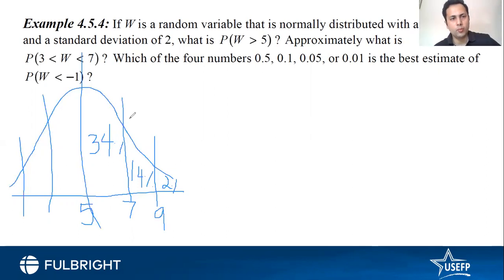On the left-hand side it is also the same, 34%. So 5 minus 1 standard deviation is 3, and 3 minus 2 is 1. So the probability that W is between 3 and 7 is 34% plus 34%, which comes out to be 68%. Then the second part: which of the 4 numbers is the best estimate for the probability that W is less than 1?